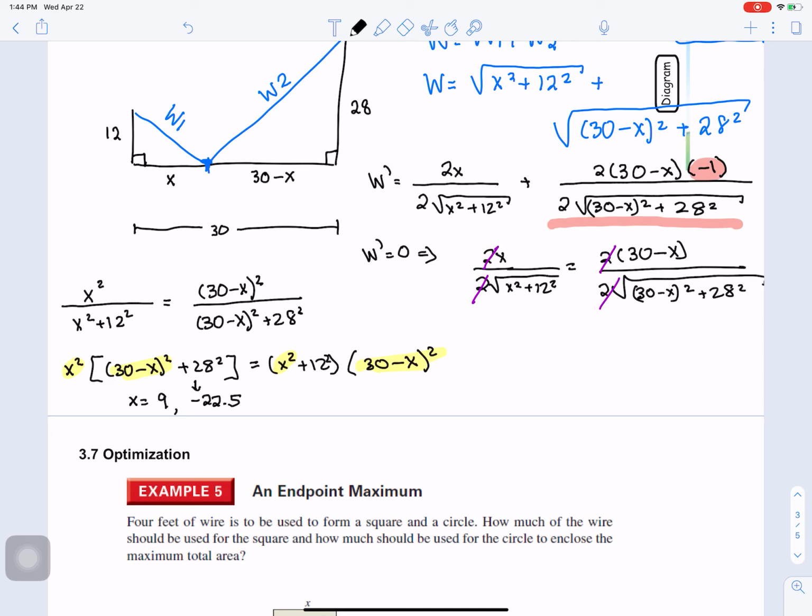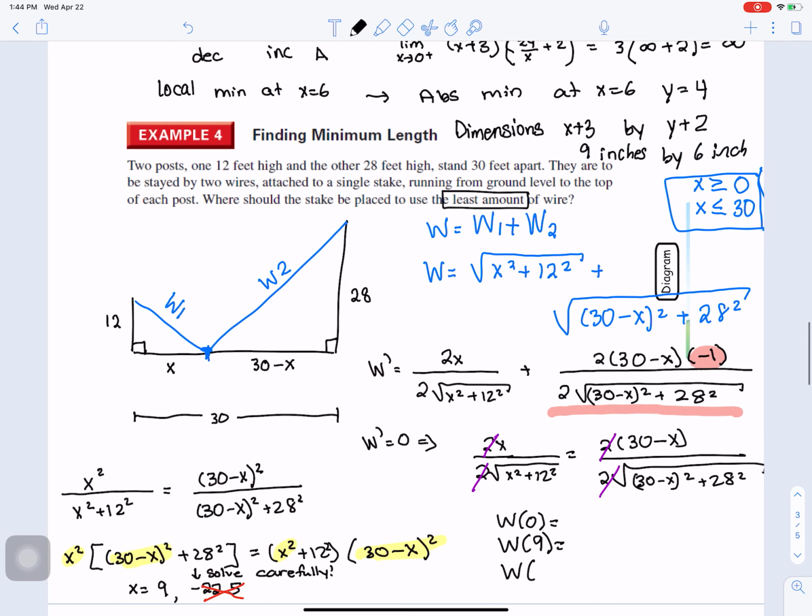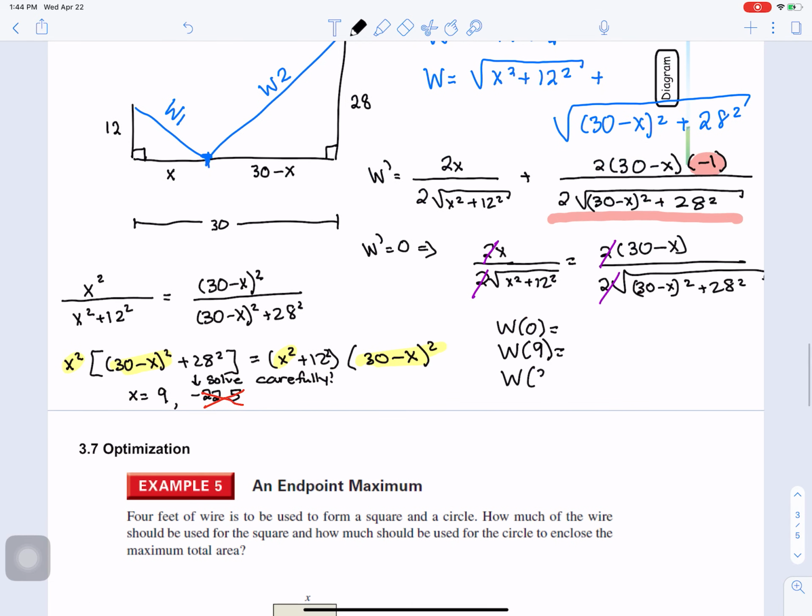I'm just going to put "solve carefully," which I'm going to let you work through now. And when we solve that carefully, this is what we get. But we know that x cannot be negative, so that one's gone. So I have my endpoint, which is 0, my critical point, which is 9, and my other endpoint, which is 30.